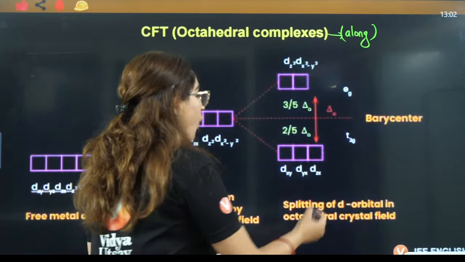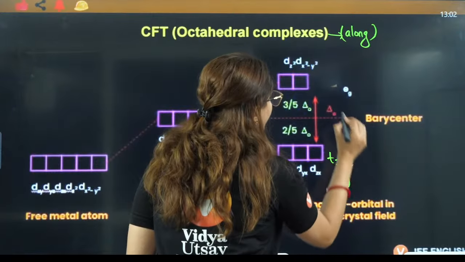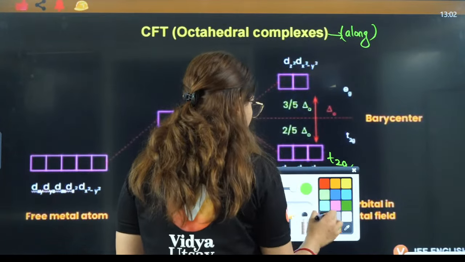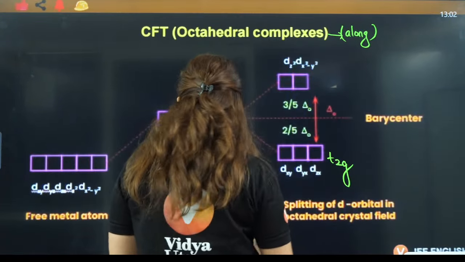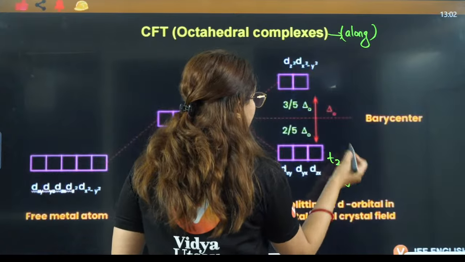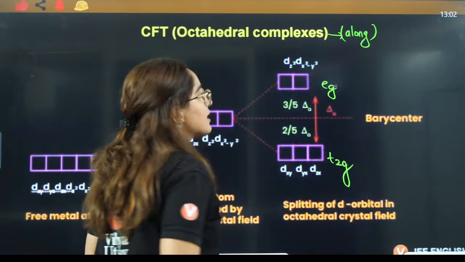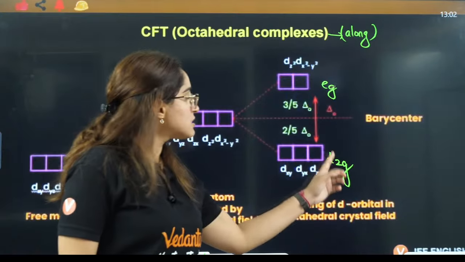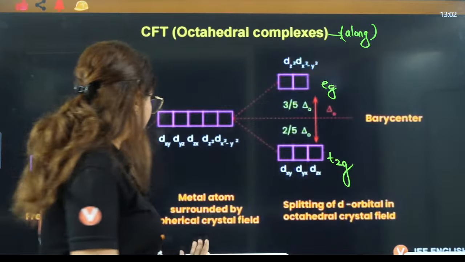So you call this T2G and we call this EG. Okay, this is regarded as EG and this is T2G. Let me just write it here. This is T2G and this is regarded as EG here. This is T2G, this is EG, right?